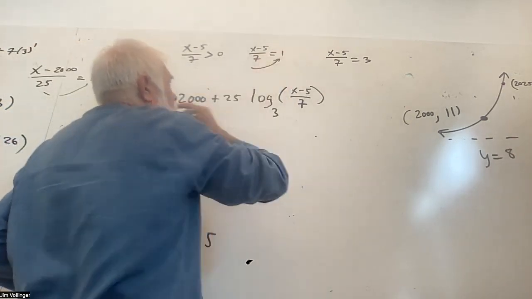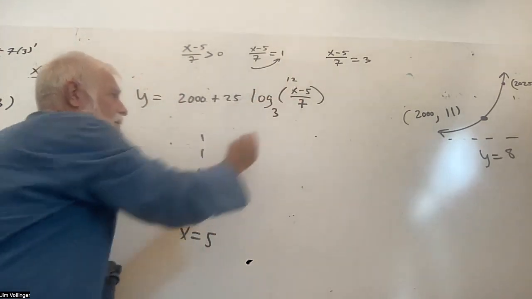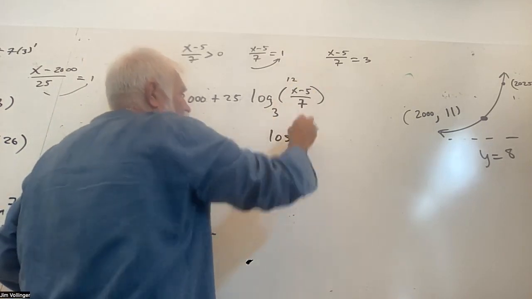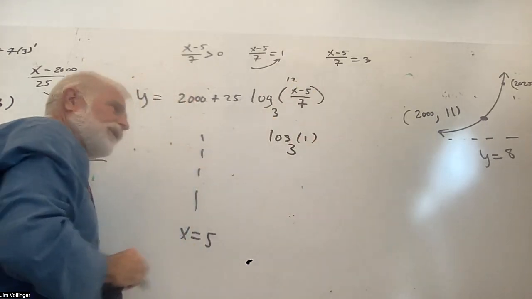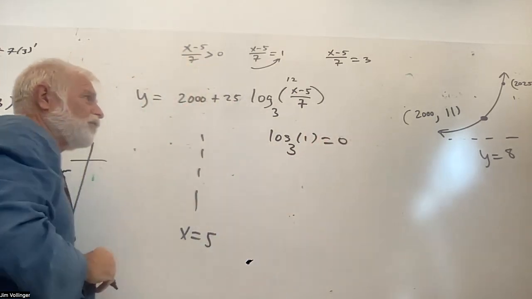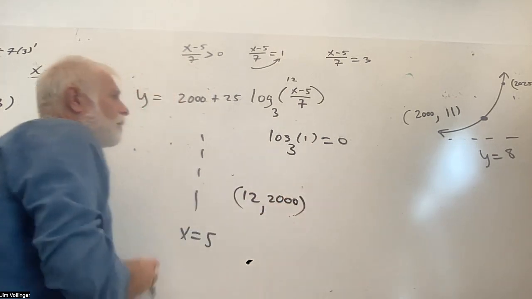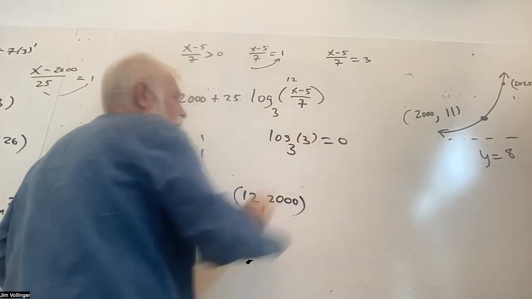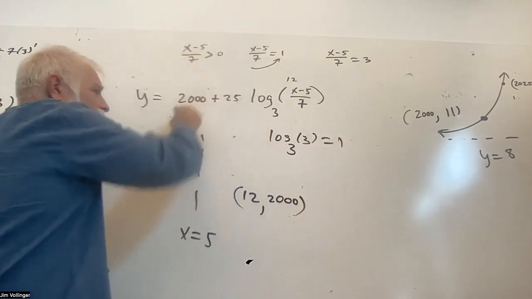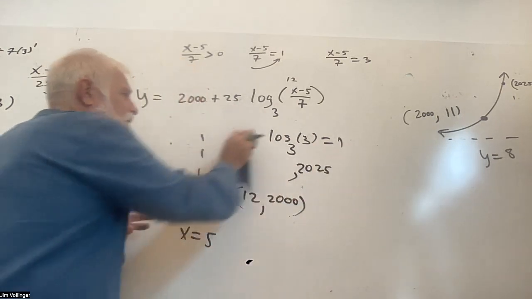I do 7 times 1, 7 plus 5, 12. 12 should be a friendly number. That gets me log base 3 of 7 divided by 7, 1. Pushing that big time, well, that's 0. 0 times anything is 0. That gets me 2000. So 12 gets me 2000. And then I want this thing to be a 3 because I know that answer. That answer is a 1. And 1 times 25 gets me 2025.